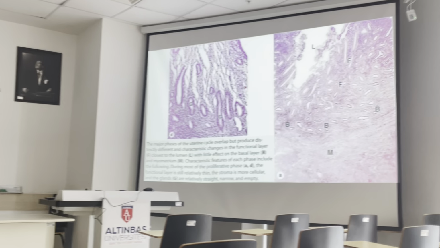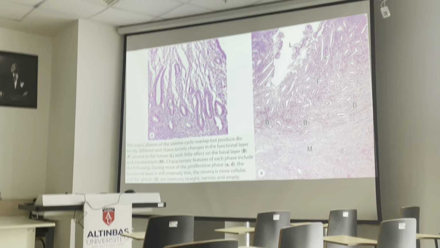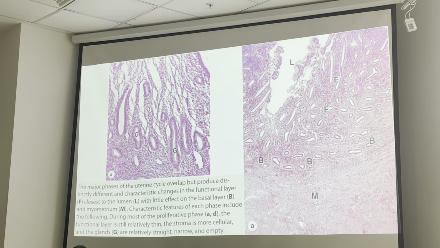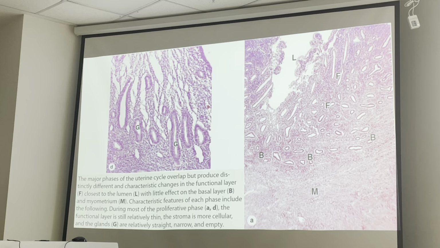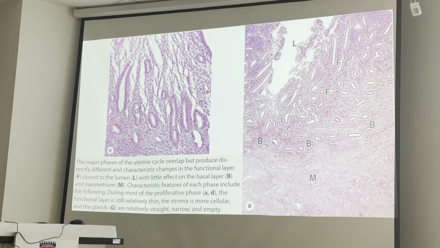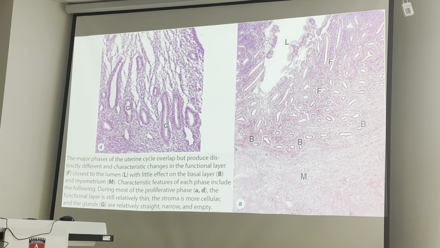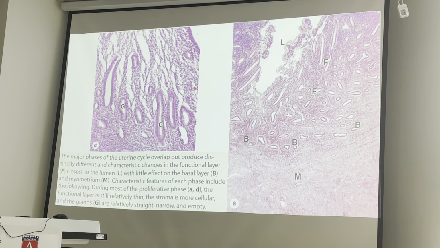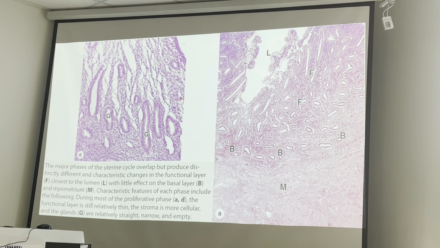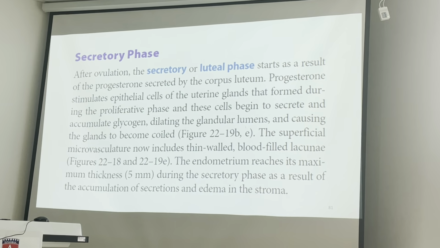Okay, now I'm going to show you some examples from the endometrium related to the different stages of the uterine cycle, or menstrual cycle. Here you can see the wall of the uterus just before the menstrual cycle starts, and you can see the thickness decreasing, and here we have the glands, and in this part we have the myometrium layer.